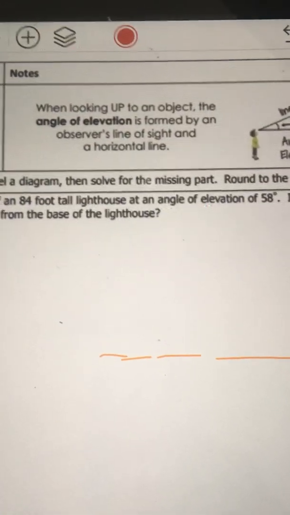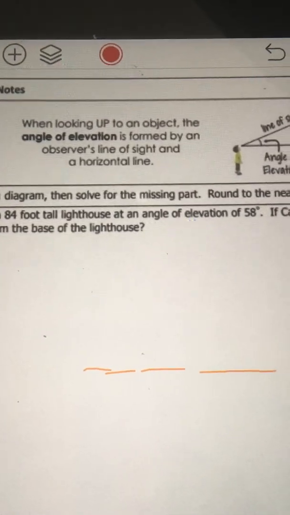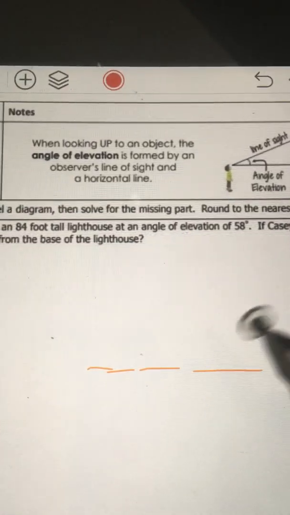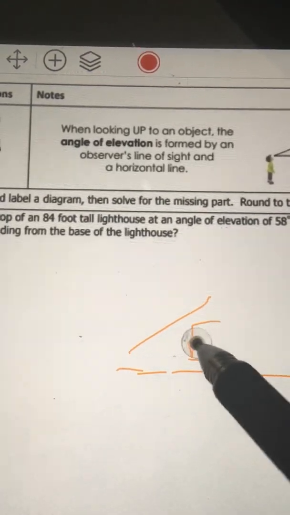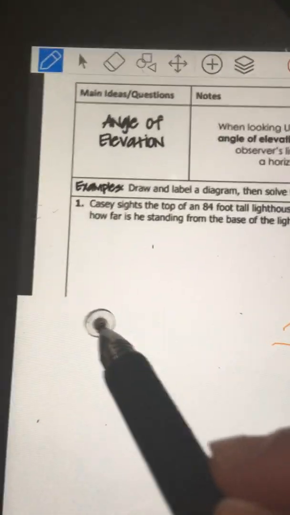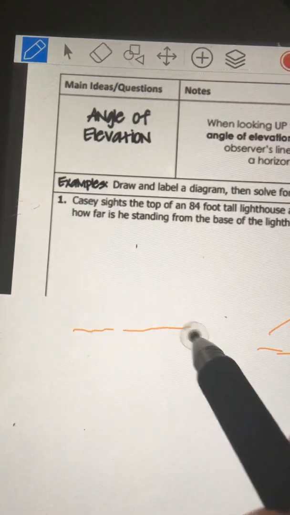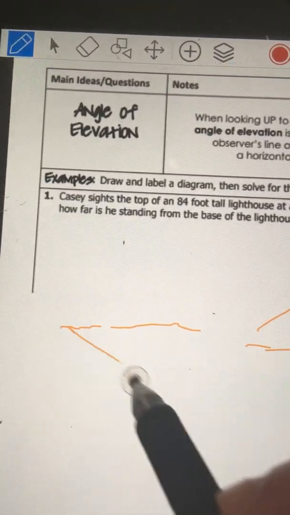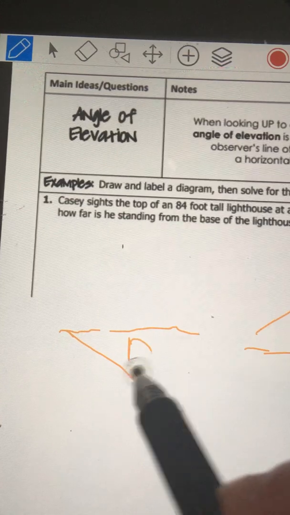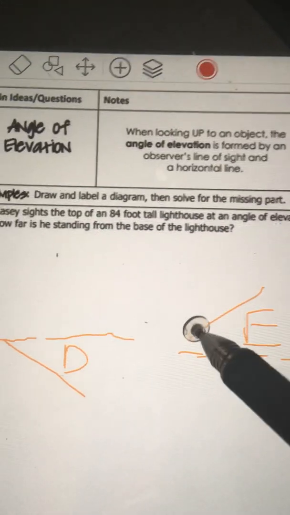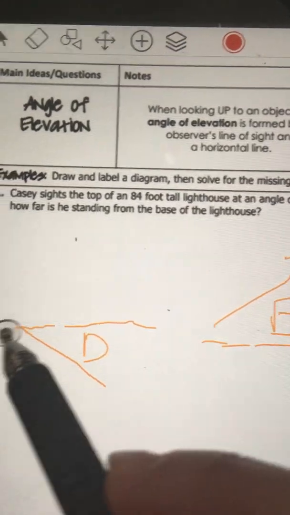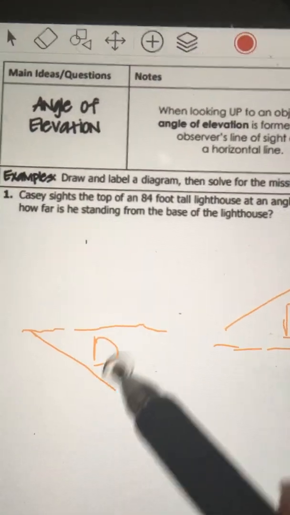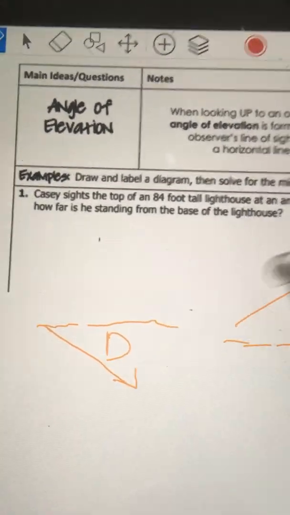So an angle of elevation is formed by this horizontal line and going upwards. This would be an elevation angle. And an angle of depression would be formed by a horizontal line but then going downwards. This would be an angle of depression. So elevation, think up, like when you smile, your line goes up. Depression, think you start straight, but if you're getting depressed, you're sad, you're going down.